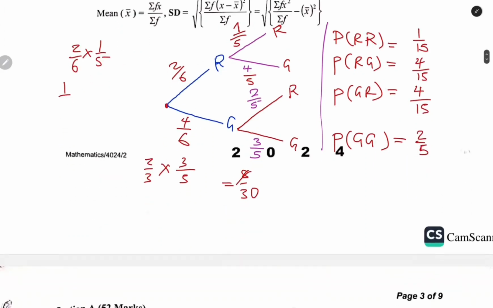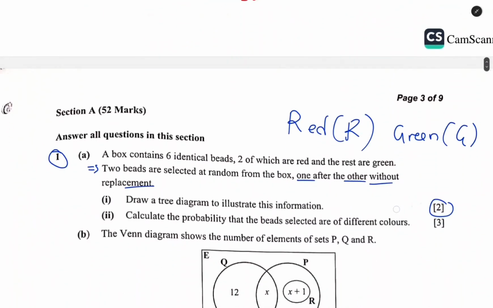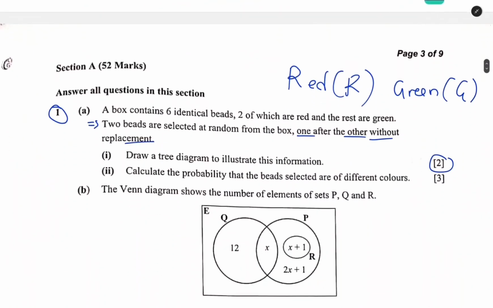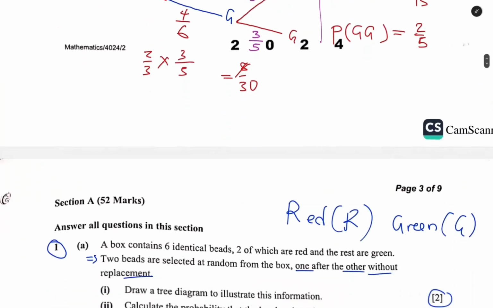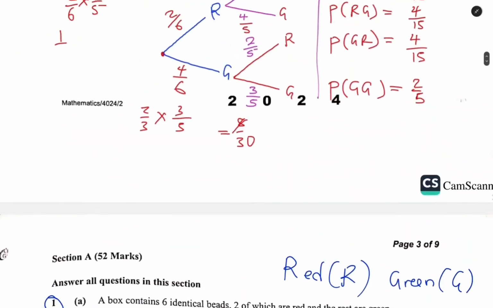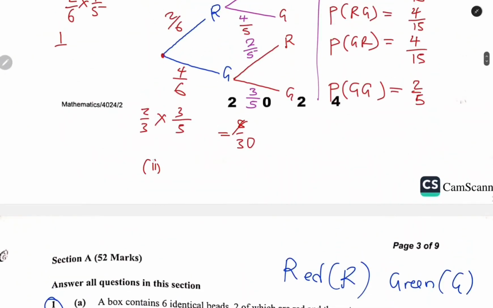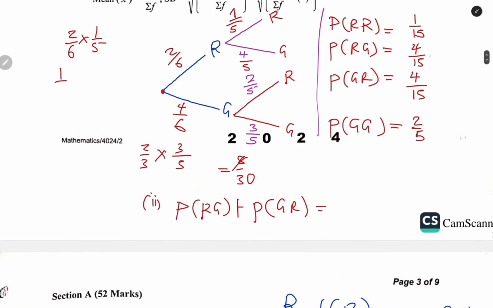So now what is the second question? Calculate the probability that the beads selected are of different colors. So this is the second question. Please, as you write, make sure that your information is presented in order. So the probability that they will be of different colors means you are going to have the probability of red, green, plus the probability of green, red. The probability of red, green is 4/15, then green, red is 4/15.